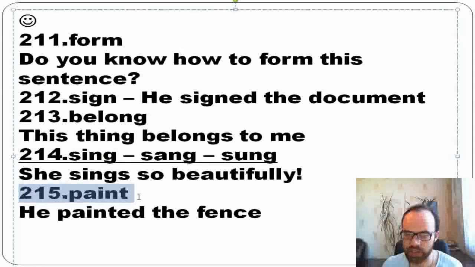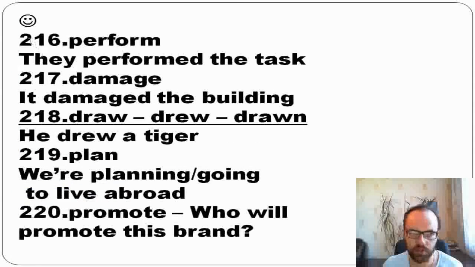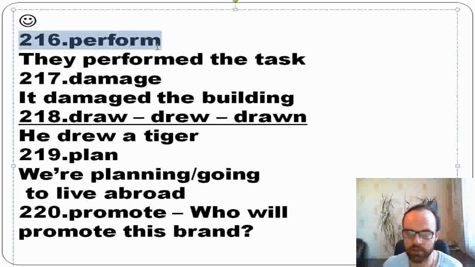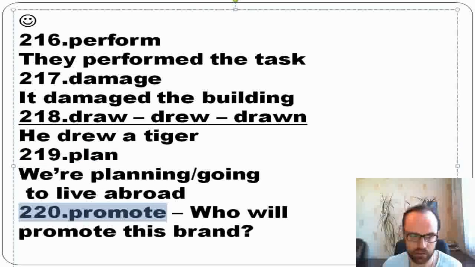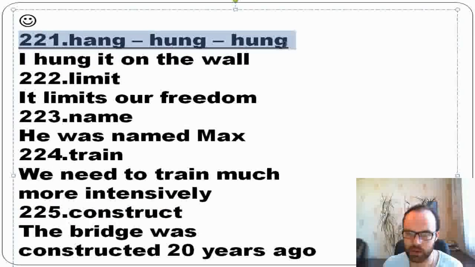Paint. He painted the fence. Perform. They performed the task. Damage. It damaged the building. Draw, drew, drawn. He drew a tiger. Plan. We're planning to live abroad. We're going to live abroad. Promote. Who will promote this brand? Hang, hung, hung. I hung it on the wall.